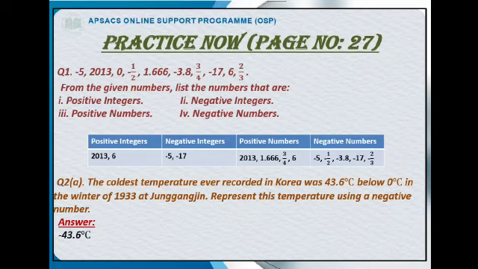Now question number 2, part A. The coldest temperature ever recorded in Korea was 43.6 degrees Celsius below 0 degrees Celsius in the winter of 1933 at Jungangjin. Represent this temperature using a negative number. So simply the answer is minus 43.6 degrees, because the question clearly mentions below 0 degrees Celsius. So for below we will use minus 43.6 degrees Celsius.